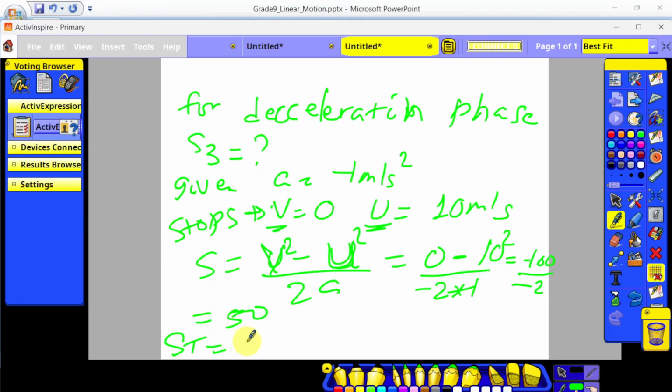S is equal to S1 plus S2 plus S3, which is equal to 25 plus 100 plus 50, which is equal to 175.